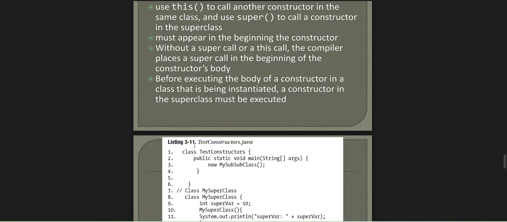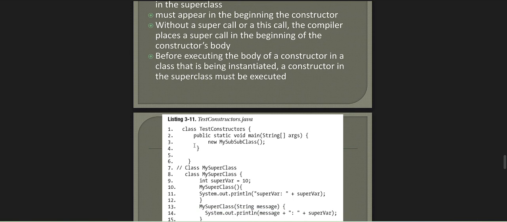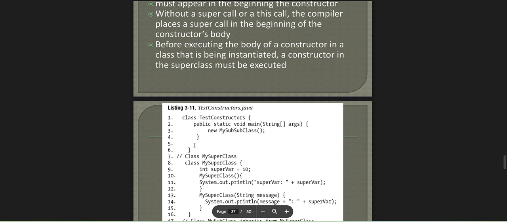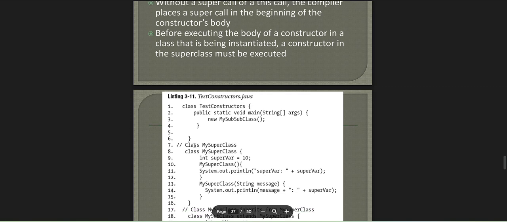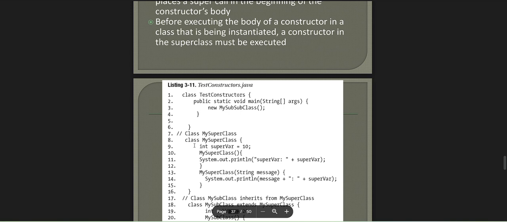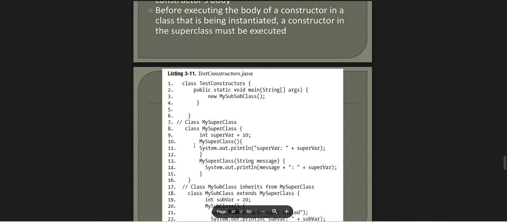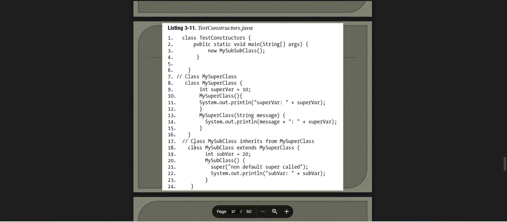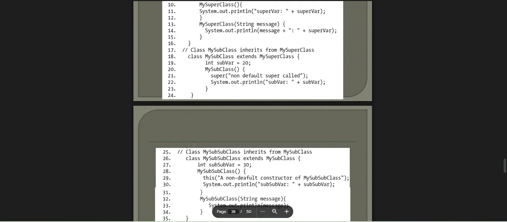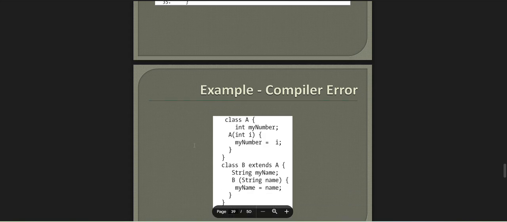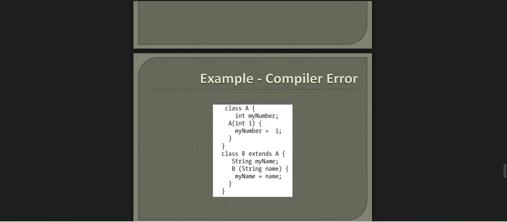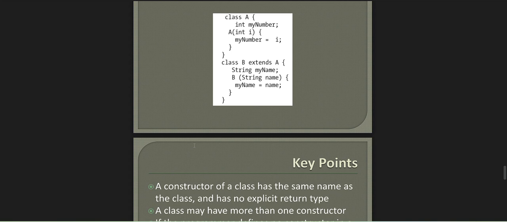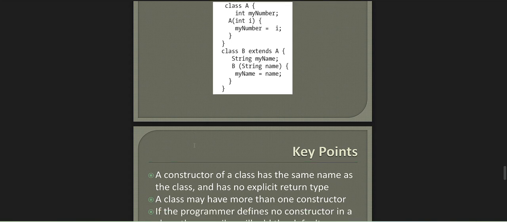Class test conduct constructor, public static void main, new subclass my superclass my sub bar my superclass, System.out.println super bar plus super bar, my superclass string my sub inherit my sub bar, my subclass, superclass, subclass, System.out example. Compiler in n time, b class extends string name my name.